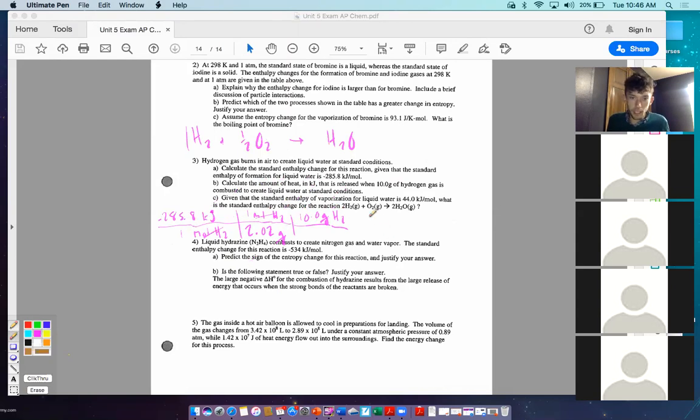And I got an answer of 14.9 kilojoules of energy are released whenever 10 grams of hydrogen gas are combusted. I guess if we're worried about sig figs, I should really only have 3 sig figs, so negative 1410.